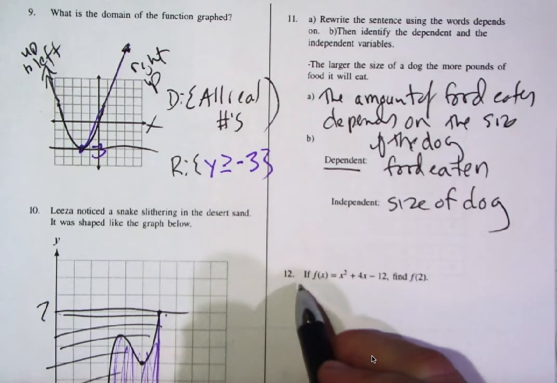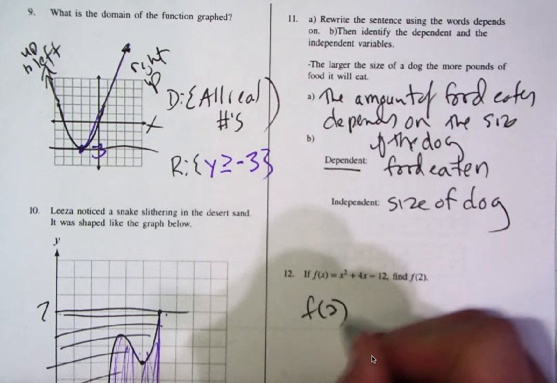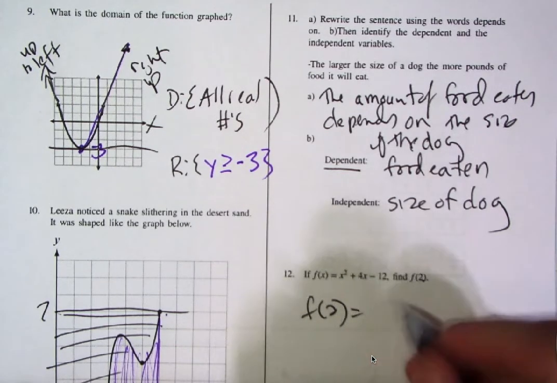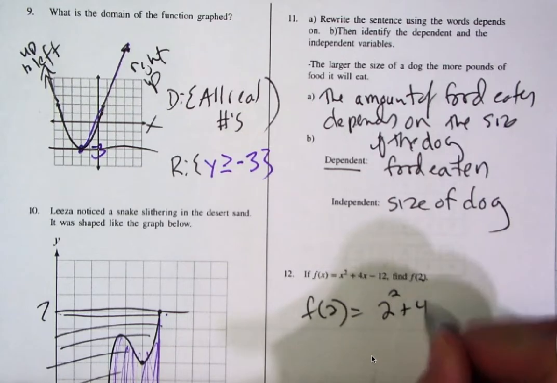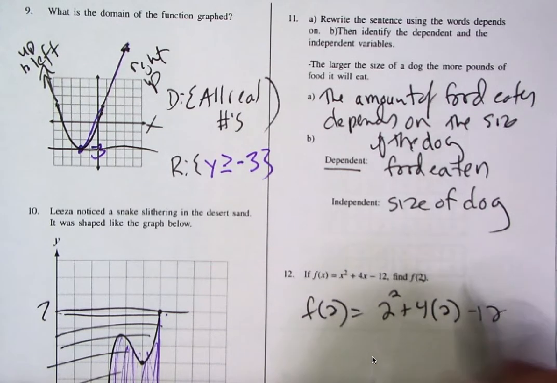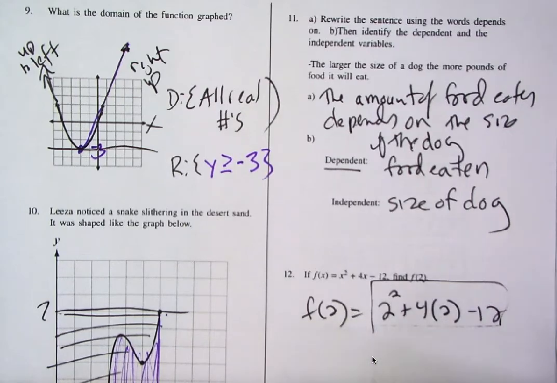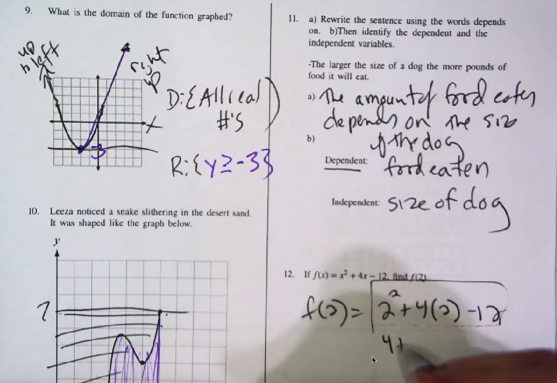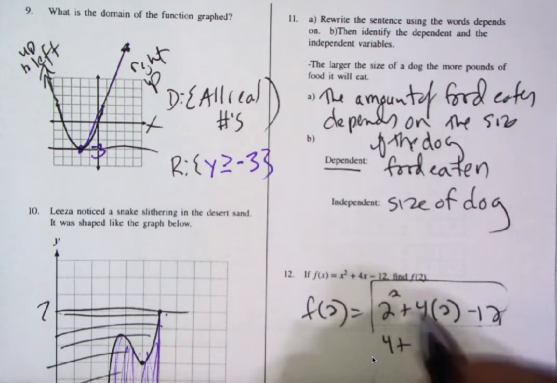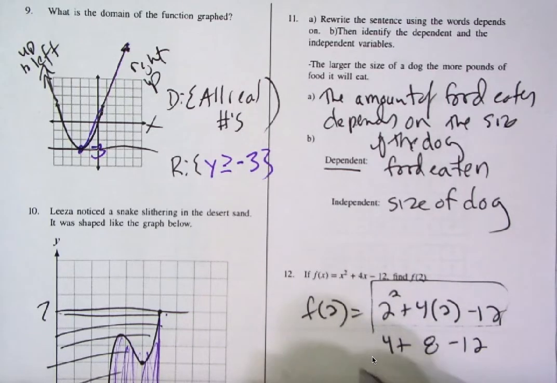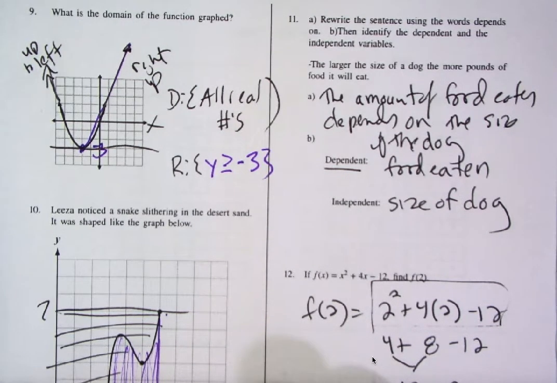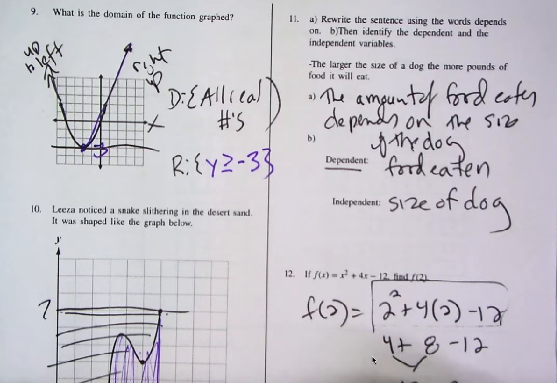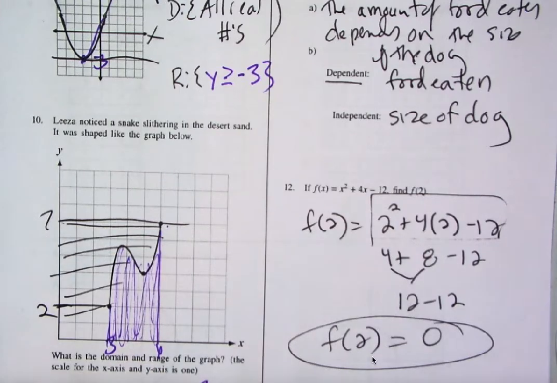All right, the last one, find f of 2. So that's function notation. That just says take 2 and put it into where x is, and find the answer. So 2 squared is 4. 4 times, following order of operations, 4 times 2 is 8 minus 12. 4 plus 8 is 12. So you get 0. So f of 2 equals 0. So if you input 2, you get out 0.